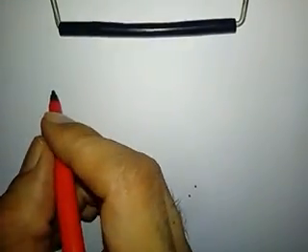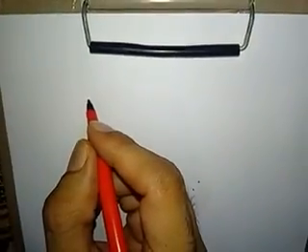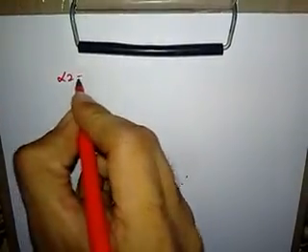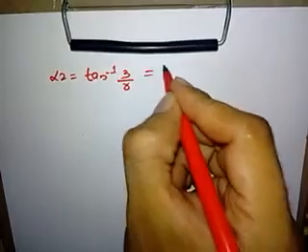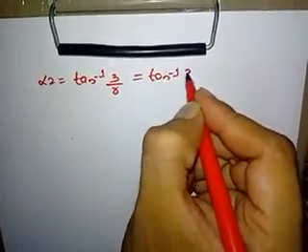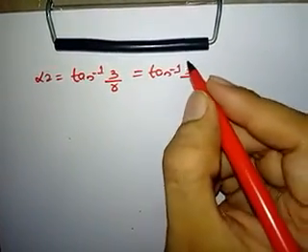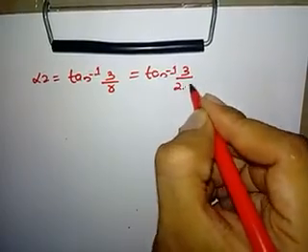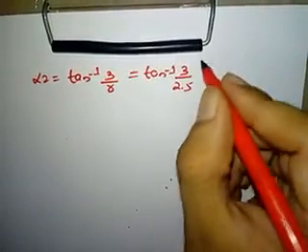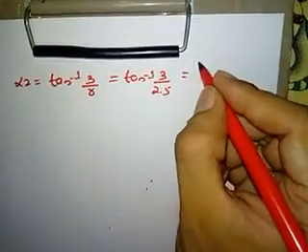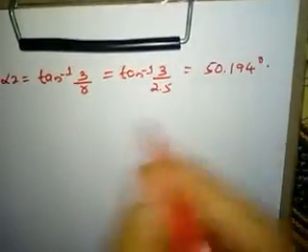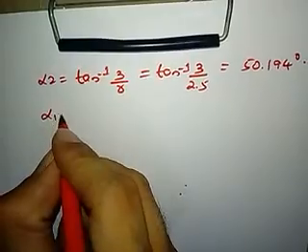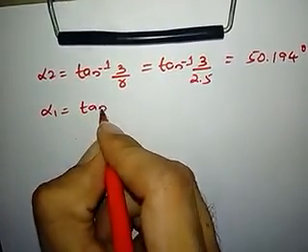Next, let us find out alpha 2 and alpha 1, because now we know the value of r. Alpha 2 is tan inverse 3 by r. So this will be tan inverse 3 divided by, just now we have found out r, so it is 2.5. So alpha 2 will be equal to 50.194 degrees.